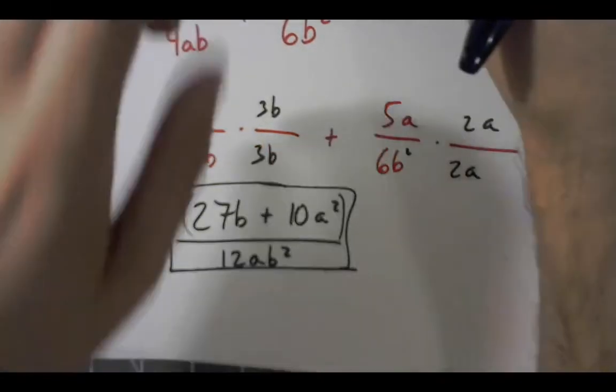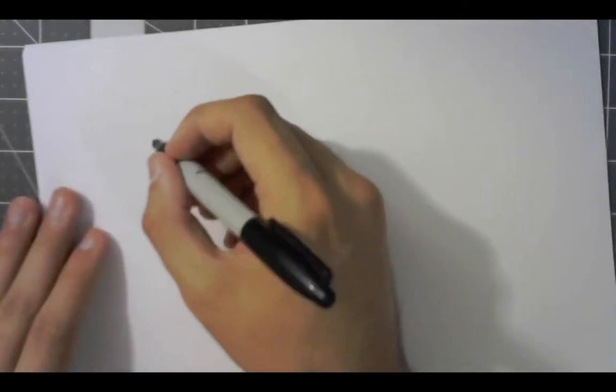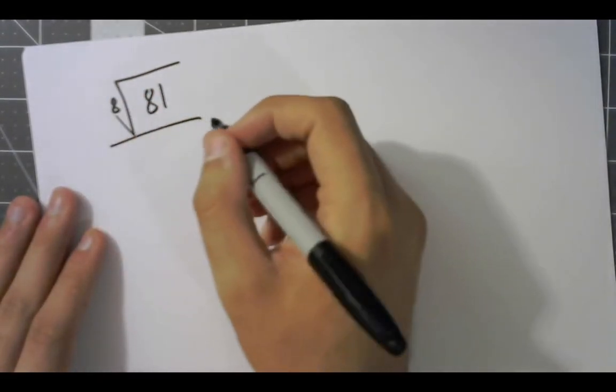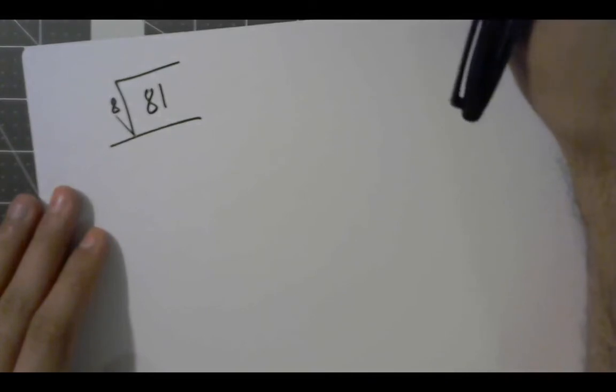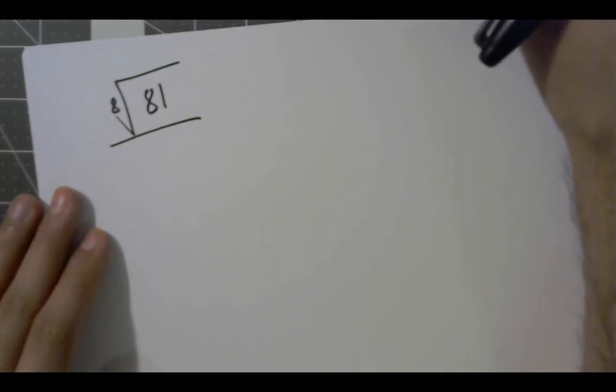Okay, and we're back. So I believe it was the 8th root of 81 over the cube root of, it was the 6th root of 3.